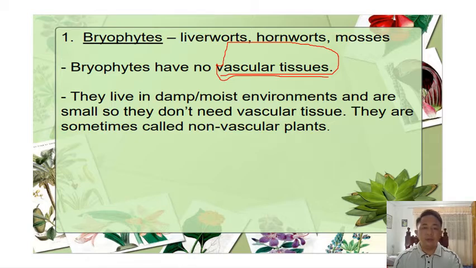The reason for that is because of their size. They are so small, they can easily get the water that they need from their environment, because one of their characteristics is that they live in damp or moist environments. Usually they are found along sides of mountains, near rivers, or in forested areas that are mostly damp in their climatic condition. So that's the reason why they do not need a vascular tissue. So most of the time they are called non-vascular plants. Okay, so those are some of the characteristics of your bryophytes.